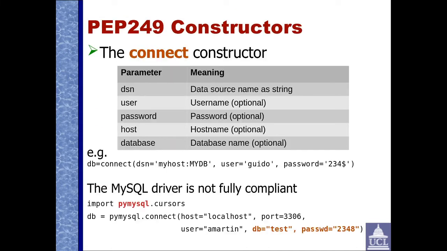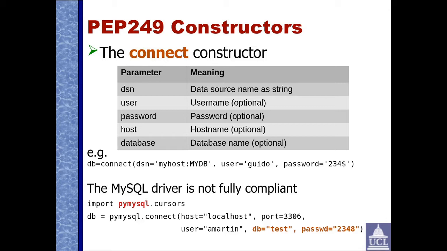First of all, however, we need to connect to the database. And we do that using the connect constructor. And that has 5 parameters that you can pass to it. First of those is what's known as a data source name, and that's a string which specifies the connection to your database. The remaining parameters are all optional, depending on how your database is set up, and that includes the username, password, the host name, and the database name.